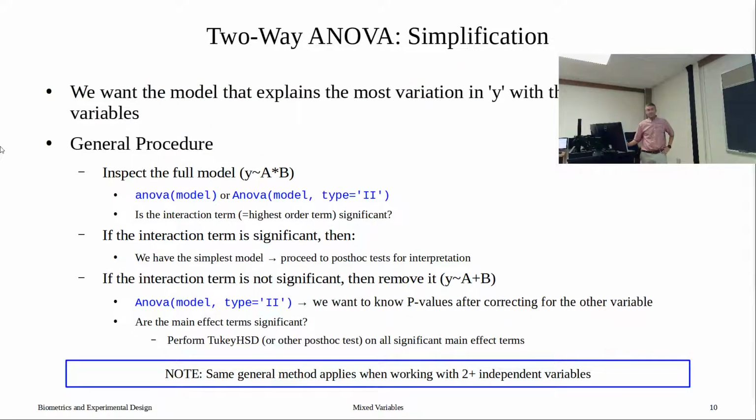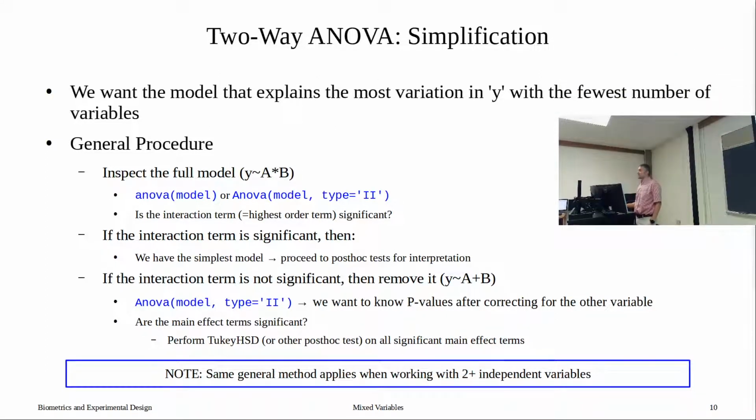All right, so we're going to work with the two-way ANOVA, and we're going to work through this idea of simplification. We want to pick the model that explains the most variation with the fewest number of variables. That's our goal. If we have a variable in our model that doesn't really explain a whole lot, isn't important, we want to drop it. So how are we going to simplify our model? Well, this is the general procedure, just kind of like the overall general procedure of any form of model simplification. We start with our full model.